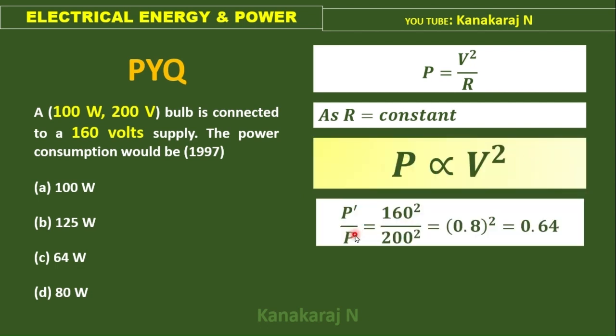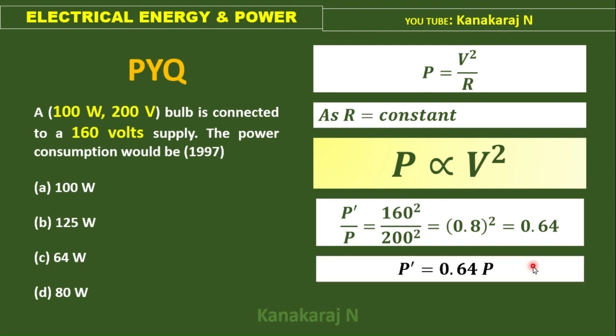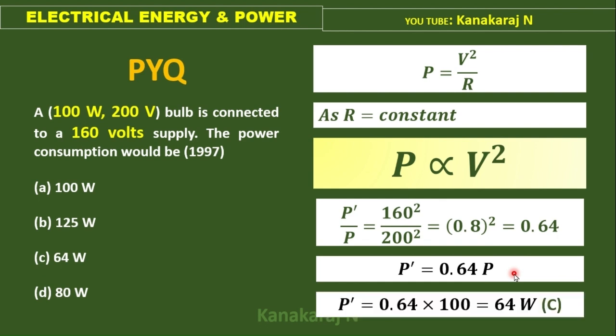Therefore, P prime divided by P equals 160 square divided by 200 square, equals 0.8 square, equals 0.64. So P prime equals 0.64 multiplied by P. P is 100 watt. Therefore, P prime is 64 watt. The option C is correct.